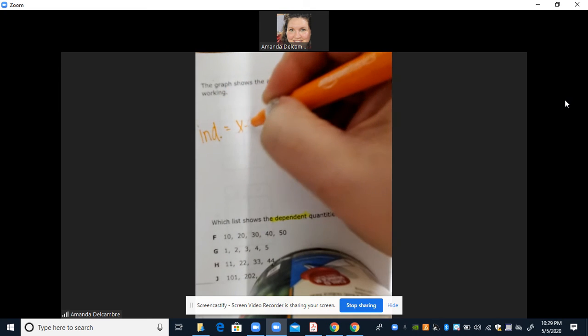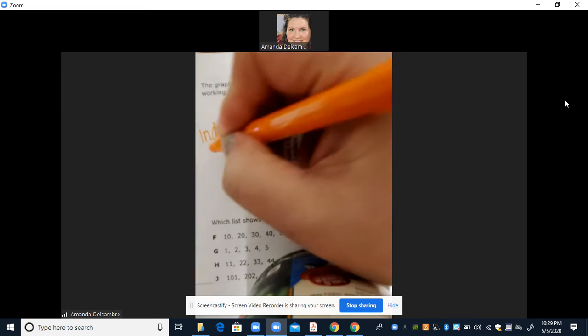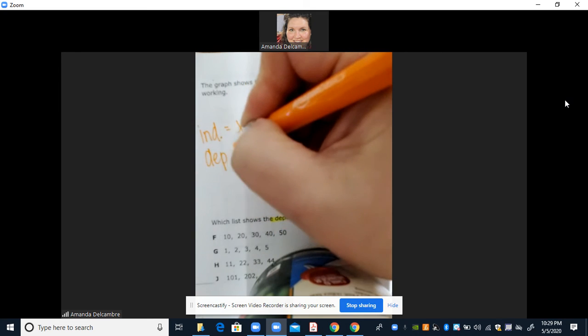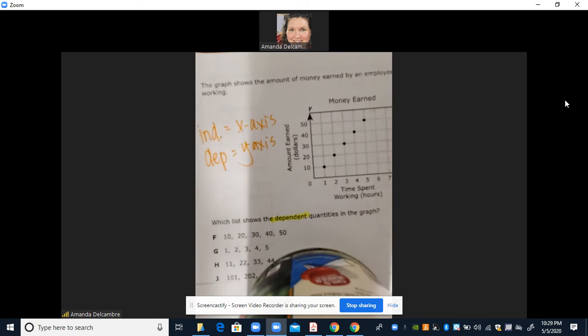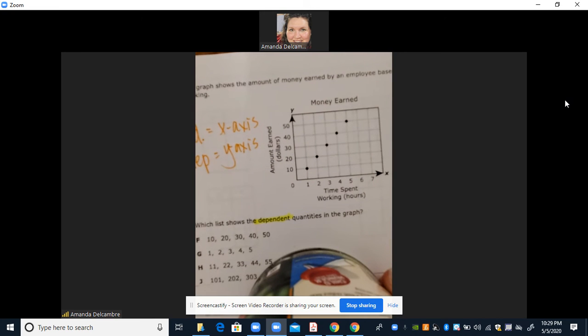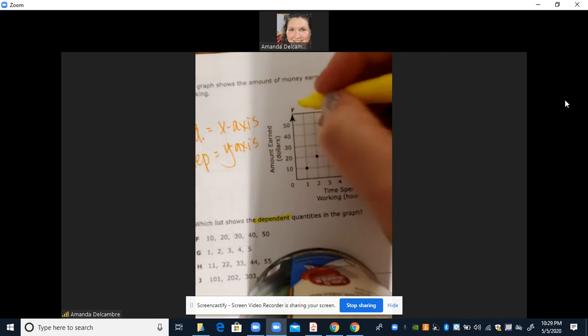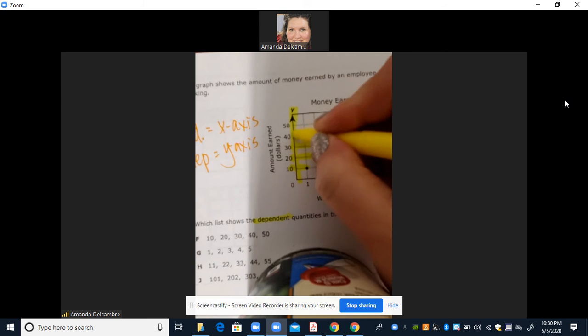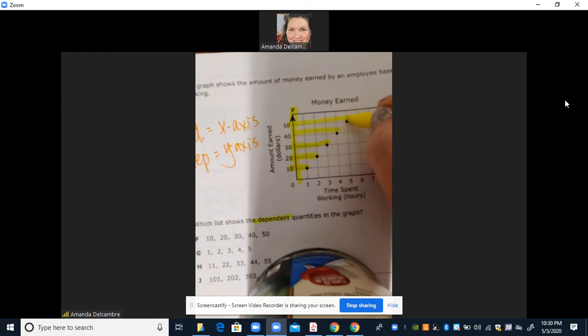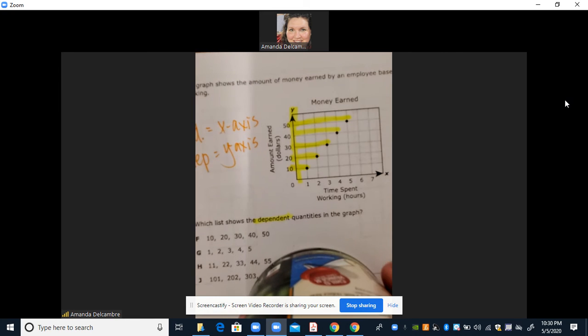So we know our independent is on our x-axis. So our dependent is on your y-axis. And again, the graph is labeled X and Y. So what are your y-axes? Well, your numbers in your y. So check those out. Look at your answer choices down there.